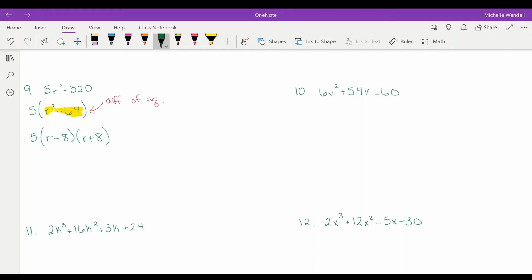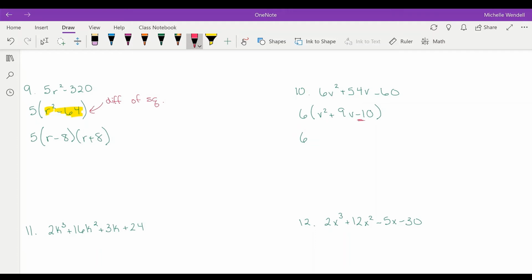Alright, looking at number 10, again, pulling out what everything has in common. Especially when numbers are really big, that's the first thing you should look for. So what can I pull out? Well, in this case, I can pull out a 6 from everything. So that's going to leave me with v squared plus 9v minus 10. I'm going to bring down this 6 and then just factor that inside, v squared plus 9v minus 10.